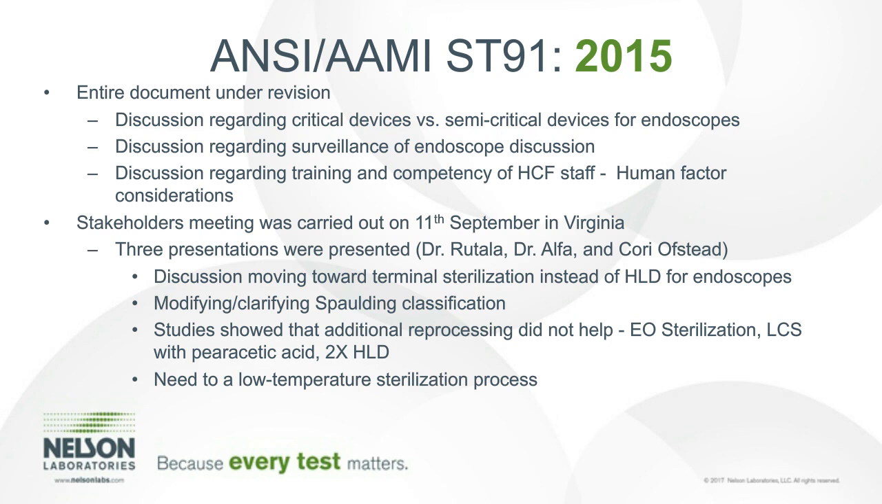Some of the sections that were discussed in detail in this year's meeting was discussion regarding critical devices versus semi-critical devices for endoscopes and which category they belong to. However, because this is such a topic that is really hard to put into a box, there was no resolution made. But due to Spaulding classification, definition of critical devices, where these devices have to be sterile, is somewhat not a possibility for endoscopes, and the healthcare facilities at this point are not ready to take that on.